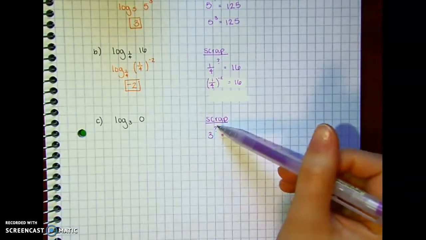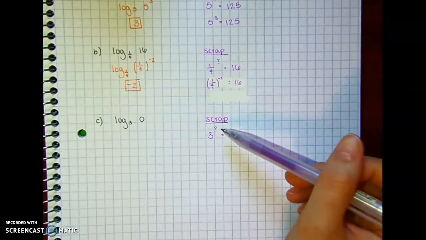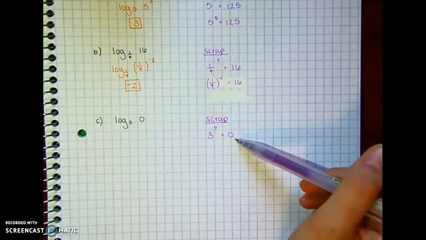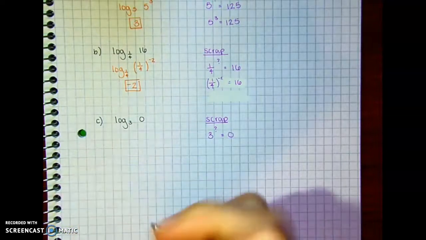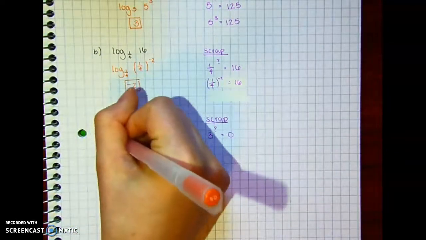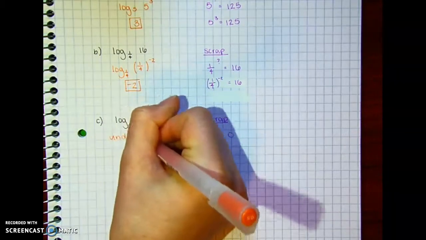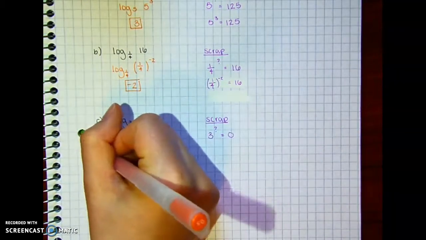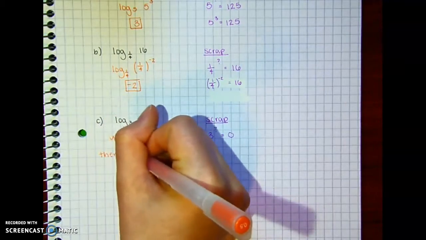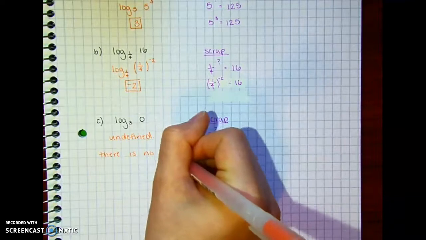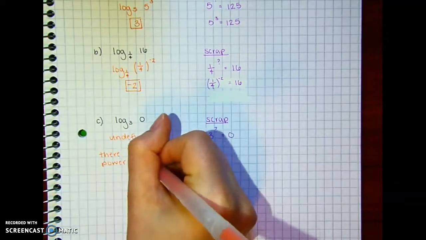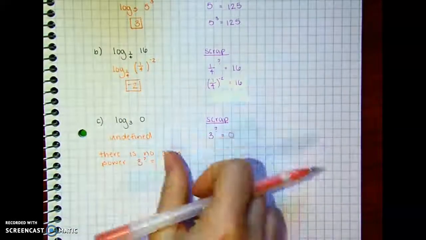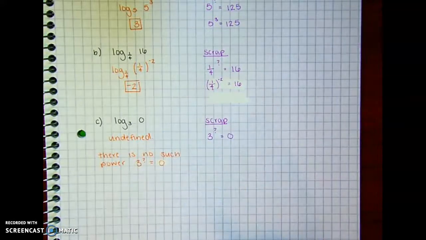3 to the first? No. 3 to the 0? No, because 3 to the 0 is 1. Is there any exponent that we can do that'll give us a value of 0? No. So this is just undefined, and that is possible. So log base 3 of 0 is undefined. Okay, there is no such power for 3 to whatever power to equal 0. Right, so this is undefined.